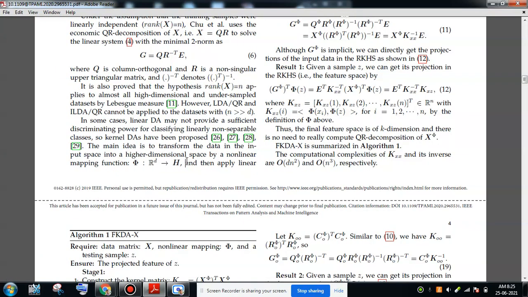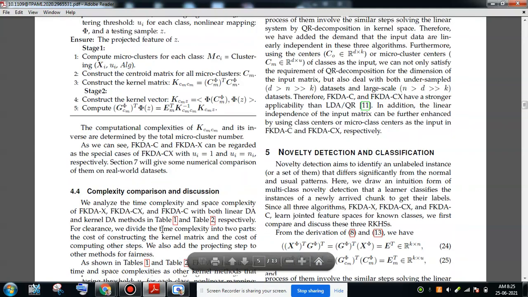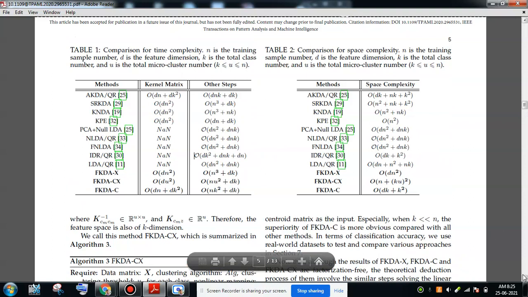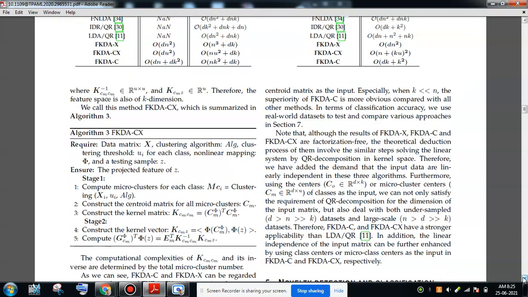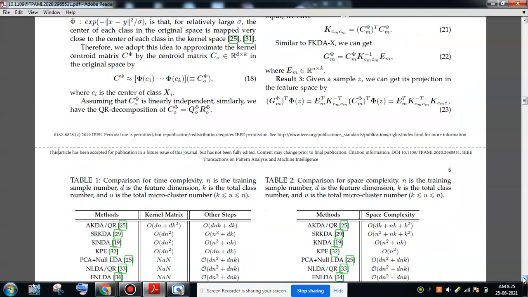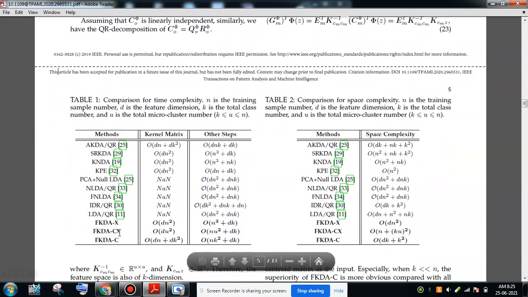Then the models they have proposed are these. The first model they have proposed is FKDAX, and the second model is FKDAC, and the third model they have proposed is FKDACX. This is the third model they are preparing. Okay, so then going to the complexity, they have not only proposed the algorithms, they have given the complexities also. So these last three, FKDAX, FKDACX, and FKDAC, these three are the new proposals.